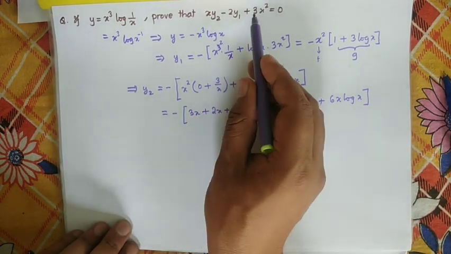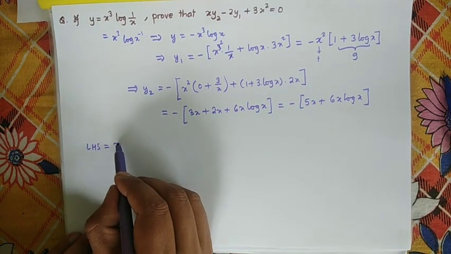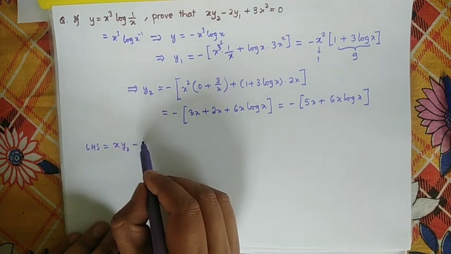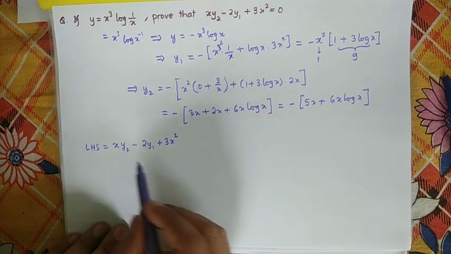Now we need to prove this, so let me take the left hand side. The left hand side contains x into y2 minus 2y1 plus 3x square. So let's put the values.